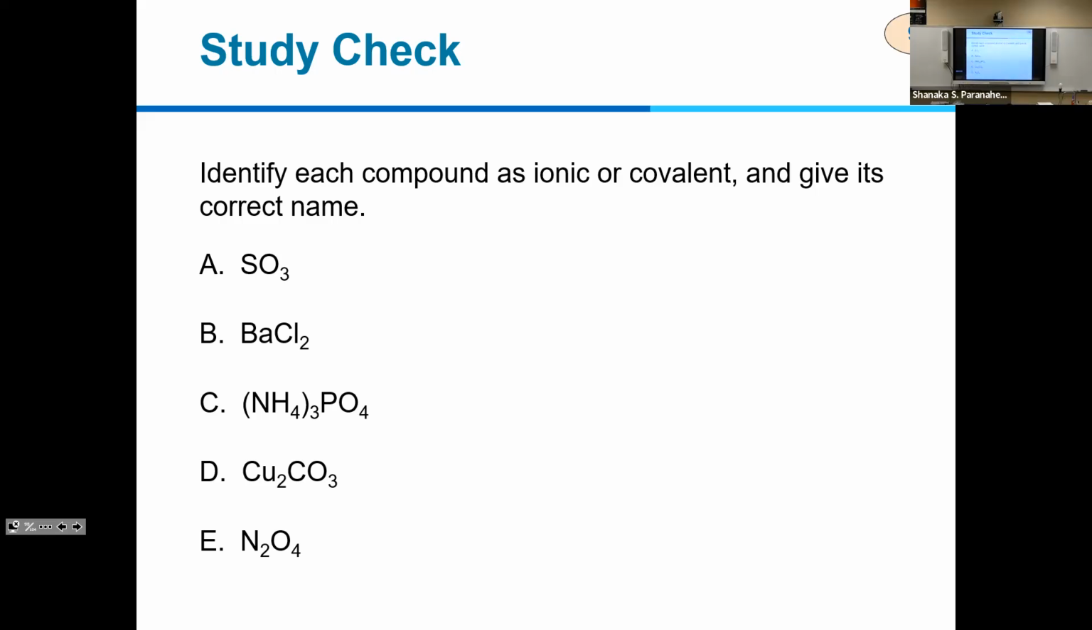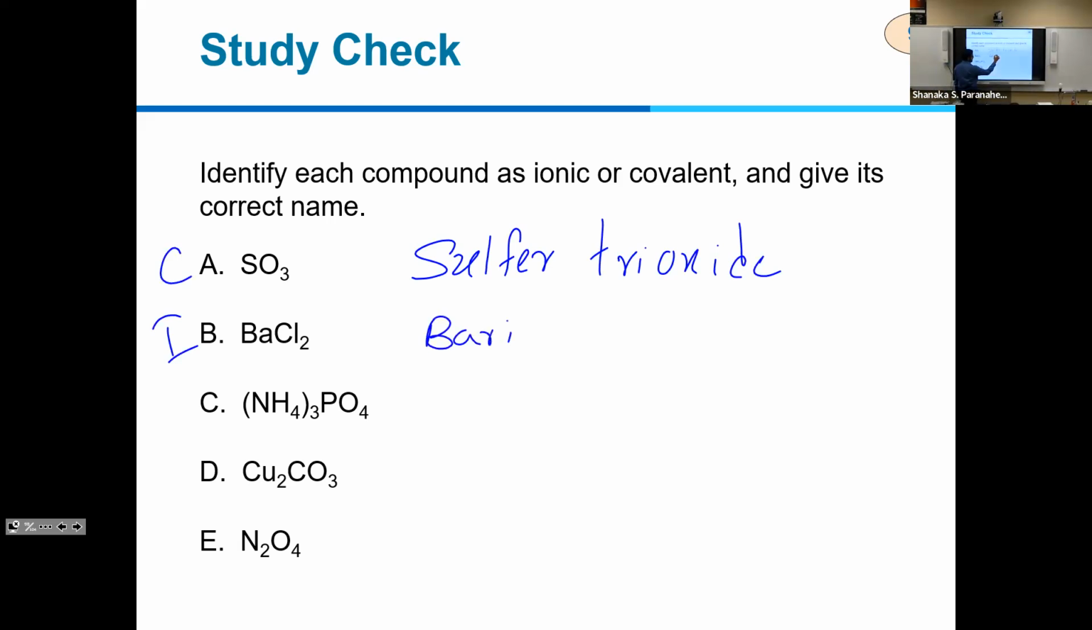Okay, first one, is it ionic or covalent? First compound. Covalent, what is the name? Sulfur trioxide. Second compound, is it ionic or covalent? Ionic. I already named that compound, so it's barium chloride. This one is sulfur trioxide. This is ionic. This is covalent. Okay, so this is barium chloride. No prefixes in the ionic compound.